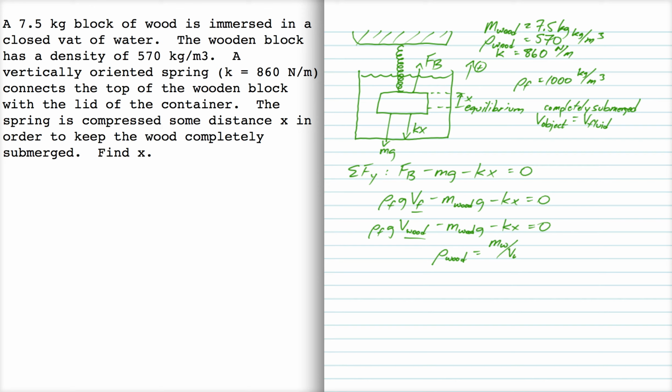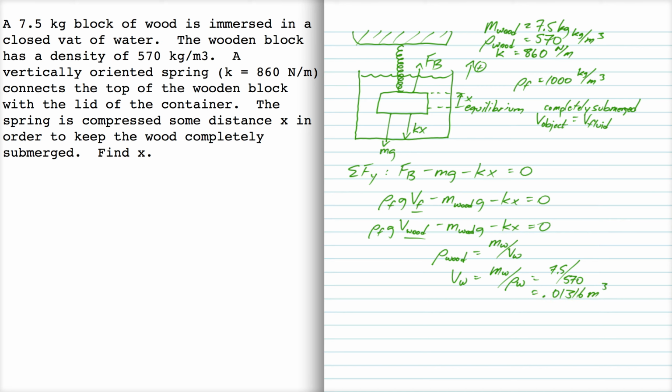Now, we know that the density of wood is equal to the mass of the wood divided by the volume of the wood. And so if I want to get the volume of the wood, that's equal to the mass divided by the density. Okay, that's 7.5 kilograms divided by 570 kilograms per cubic meter, so that works out to be 0.01316 cubic meters.